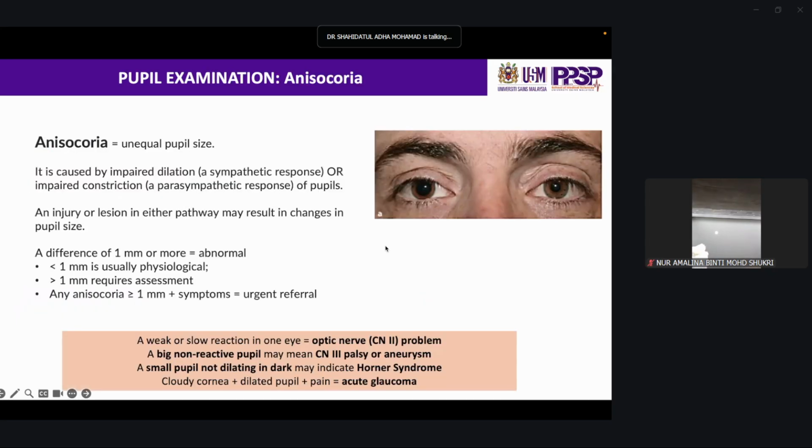All right, and what is anisocoria? Anisocoria is unequal pupil size. So a difference of 1 millimeter or more is considered abnormal. Within 1 millimeter is physiological, more than 1 requires assessment. So any anisocoria more than 1 millimeter with symptoms, patients need urgent referral.